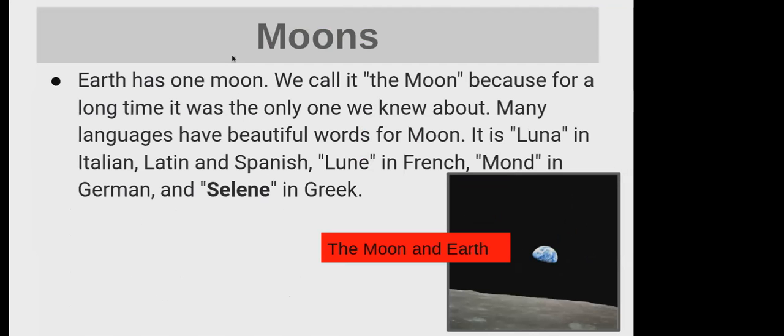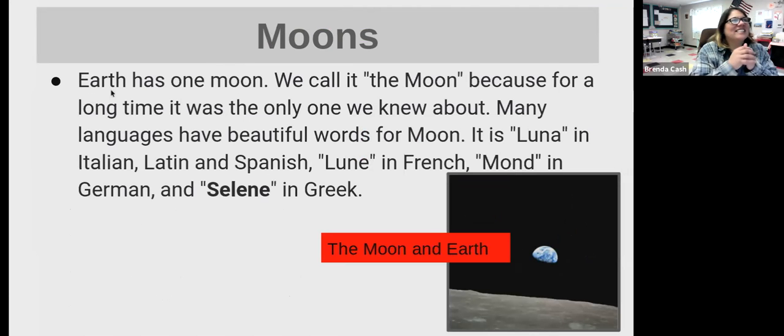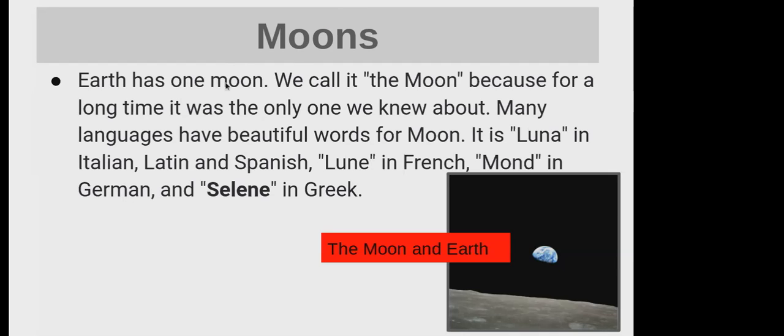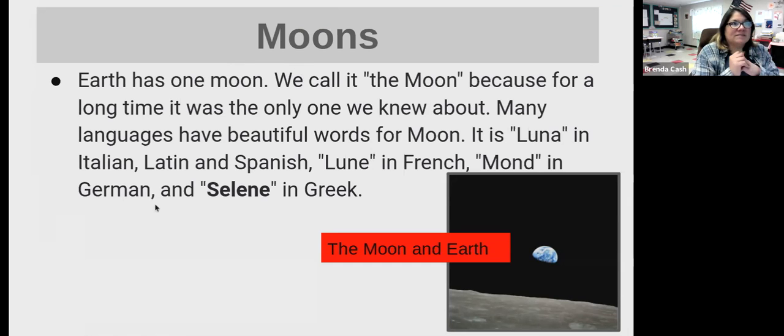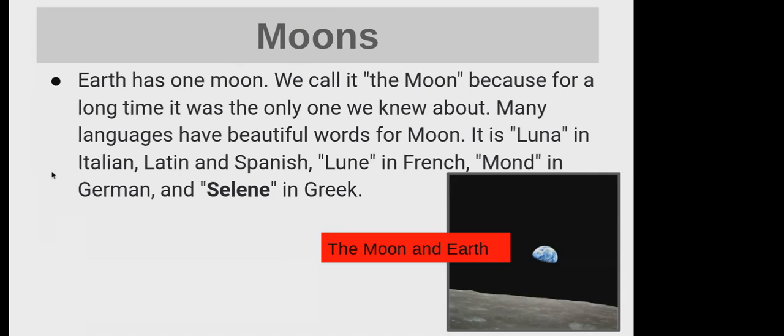Earth's moons. Good. Earth has one moon. We call it the moon because for a long time it was the only one we knew about. Many languages have beautiful words for moon. It is Luna in Italian, Latin, and Spanish.